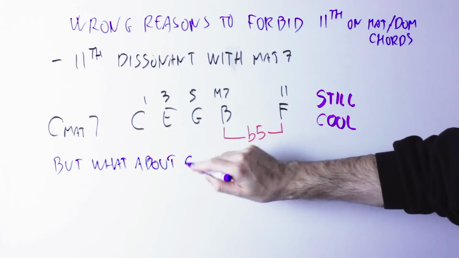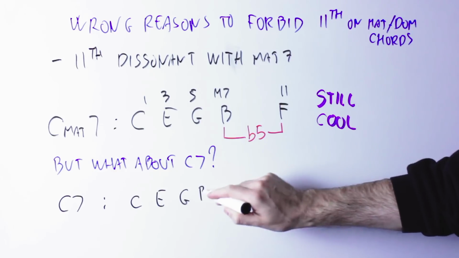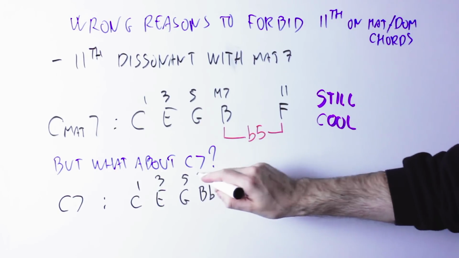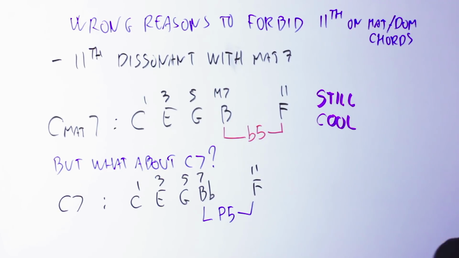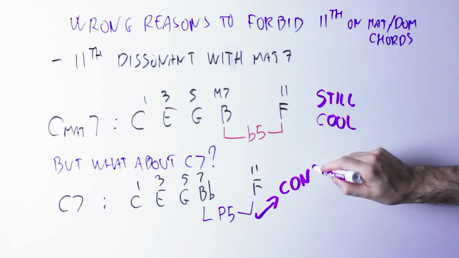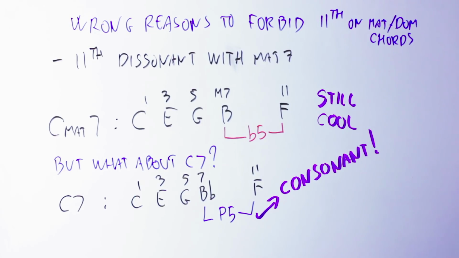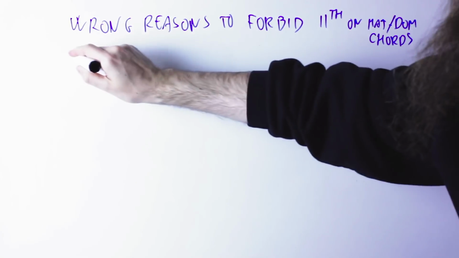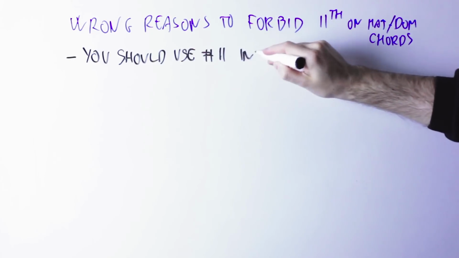And also this explanation that we don't use the 11th because it's dissonant with the major 7th does not explain another thing, because you see this 11th is forbidden also on dominant 7th chords, and in C dominant 7 the notes are C, E, G, B flat, and this B flat is perfectly consonant with this F note. So if the problem is the dissonance with the major 7th, why can't we use this F on a dominant chord?